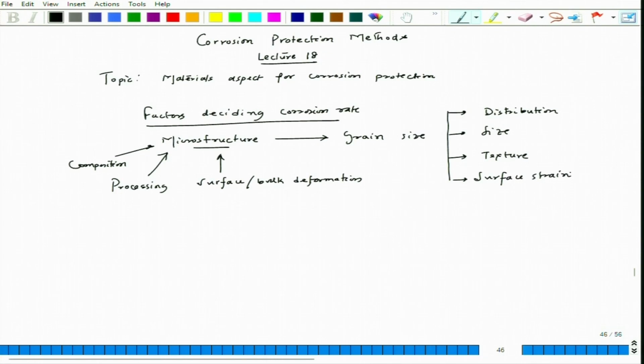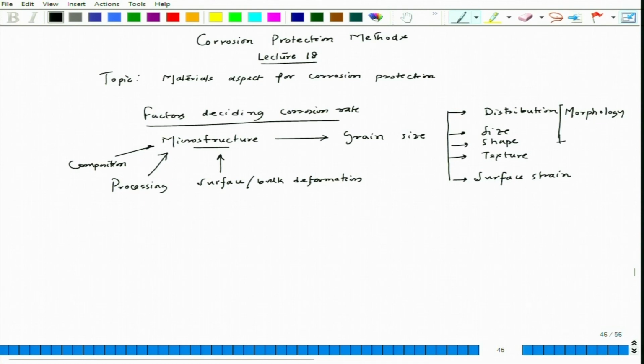Fine. So, these are some of the factors. Now, there is one more, which is morphology. It talks about distribution, size as well as shape. So, here I can put one more, shape, okay. So, that would give us the morphology, right.